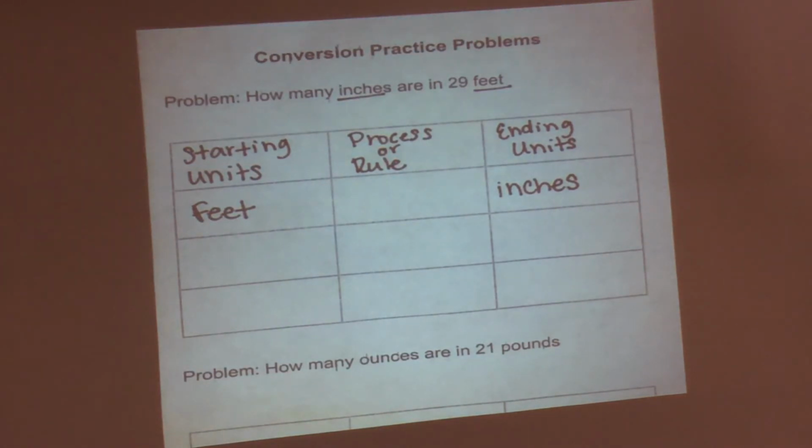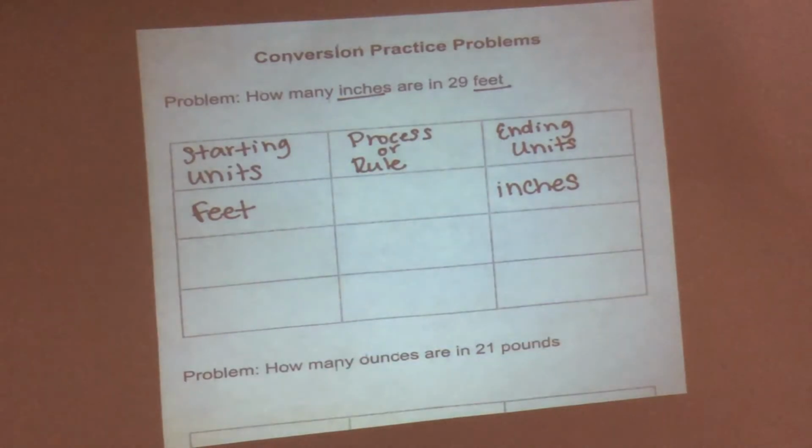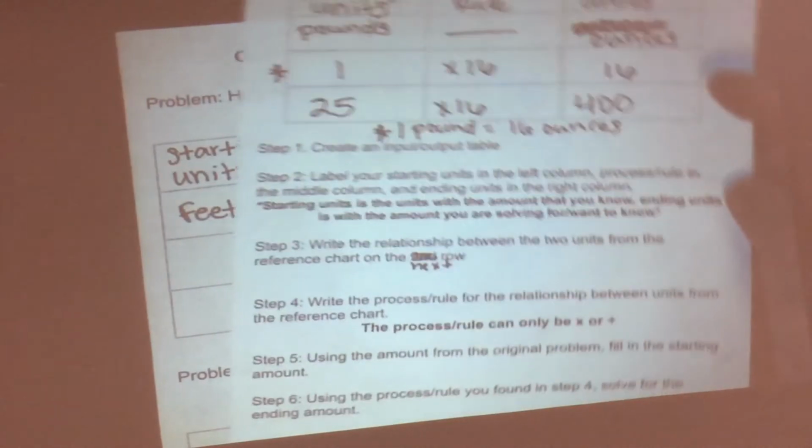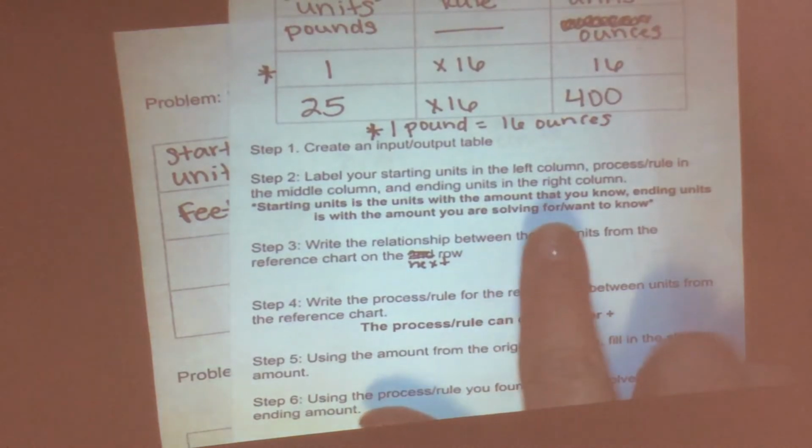Now, what am I going to do? Tell me, Talon. What would you say? What's my next step? You're going to write 29 feet on the left. Not yet. This is a super, super, super important step, so I know what I'm going to multiply or divide by. Look at this. We just did this one.